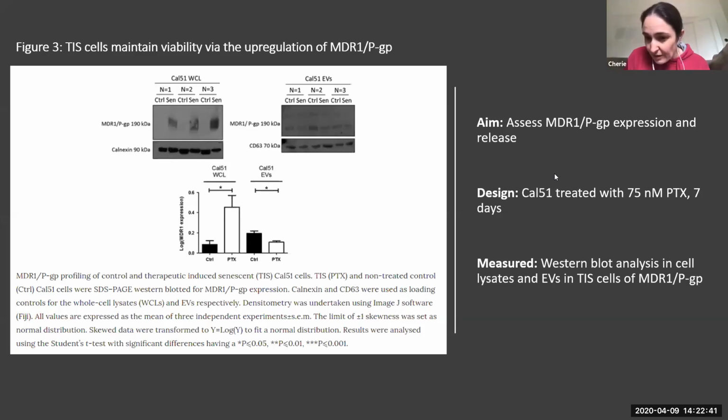And there's a question about the load and controls. Yes, Calnexin was used as a whole cell lysate loading control, and CD63, because Calnexin is negative in vesicles, CD63 was used as a control for the vesicles. And it looks like they've normalized to that.